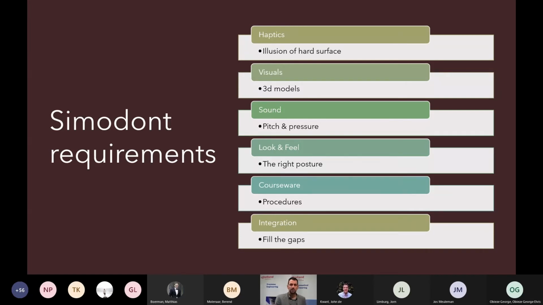There had to be a realistic model in there to make sure that it felt good, and the whole system had to be ergonomically suitable, the right posture. It had to fit in the classroom. The procedures had to be added to the courseware, and it had to be integrated in the school. And all these things together were needed, and every piece of the puzzle was needed to make the Simulon valuable.